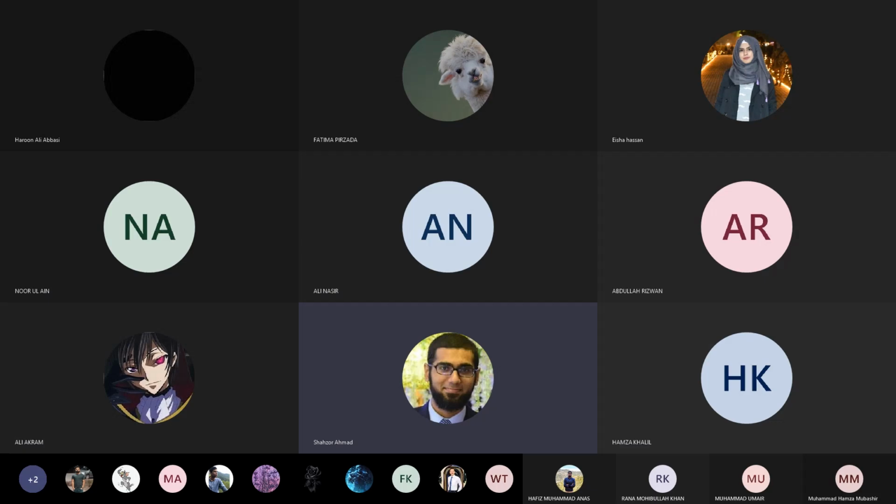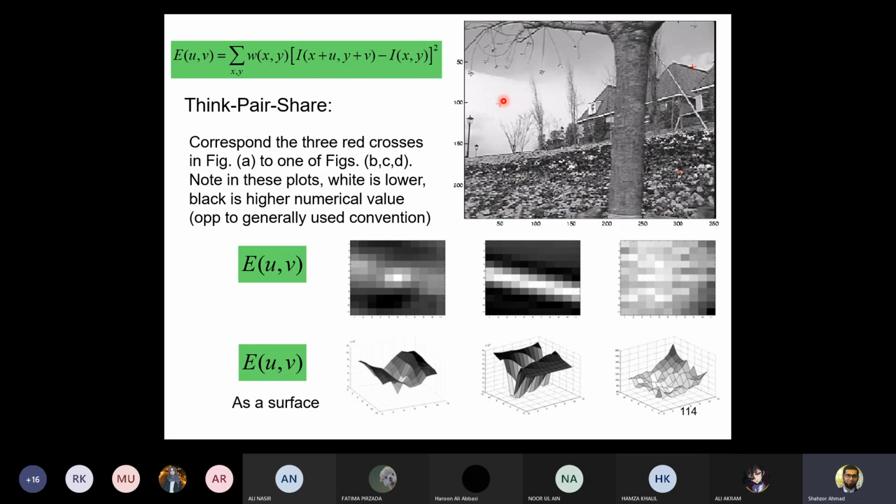There is not a lot of texture in that region, for instance, this sky region. Basically, the function E of uv has this sort of a response, and when we view it as a surface, it's just a flat surface. Similarly, if we analyze the local region, which is basically this edge, then it is this sort of a surface that we get.